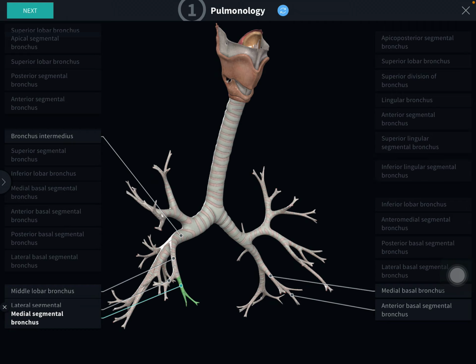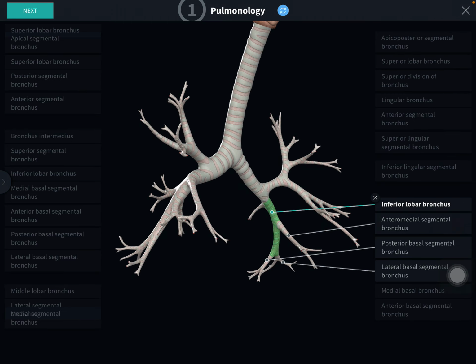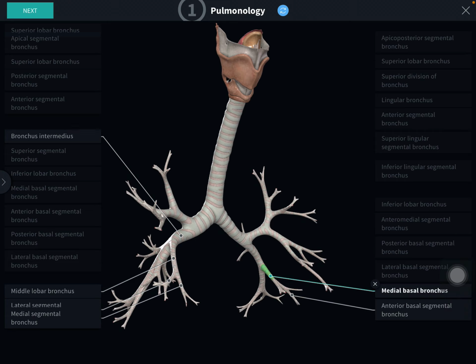We will see the left side. Apico-posterior segmental, superior lobar bronchus, superior division of the apico-posterior segmental bronchus, lingular bronchus, anterior segmental, superior lingular segmental, inferior lingular segmental, inferior lobar bronchus, anteromedial segmental, posterior basal segmental, lateral basal segmental, medial basal bronchus, and anterior basal segmental bronchus. So these are the tertiary bronchi from the right and left principal bronchi of the right and left lungs.